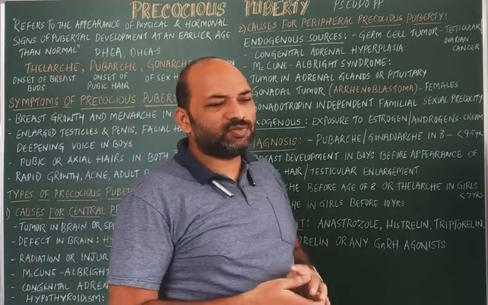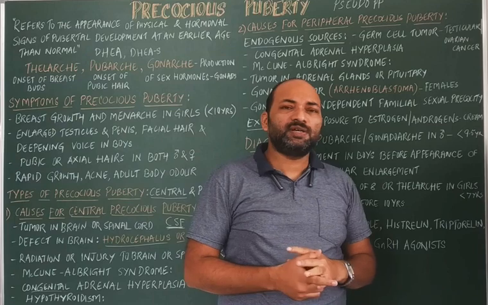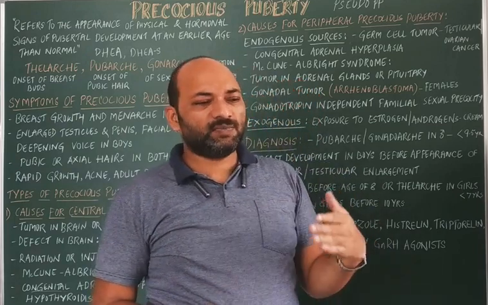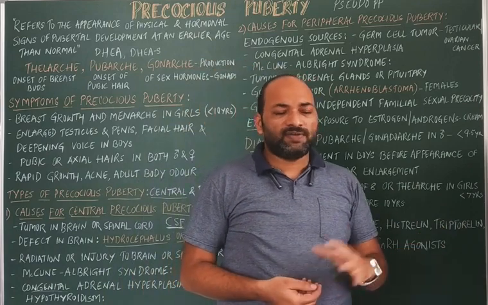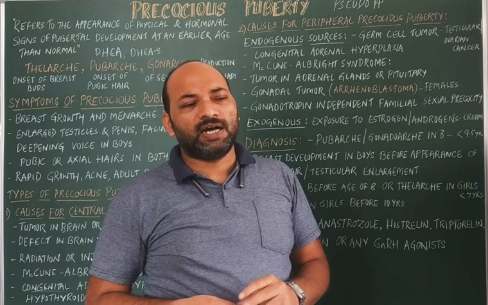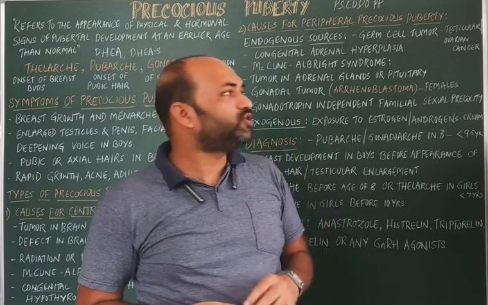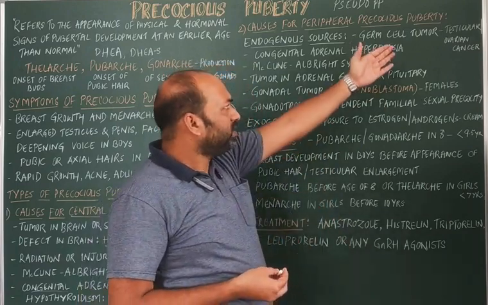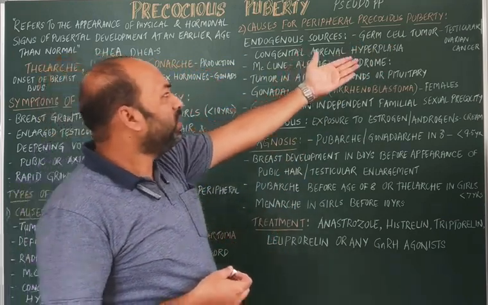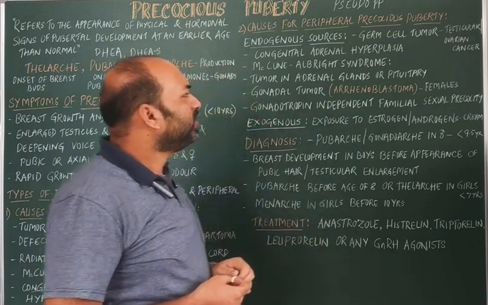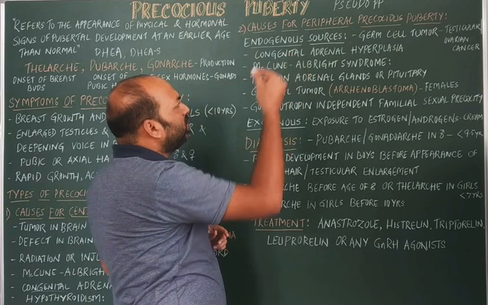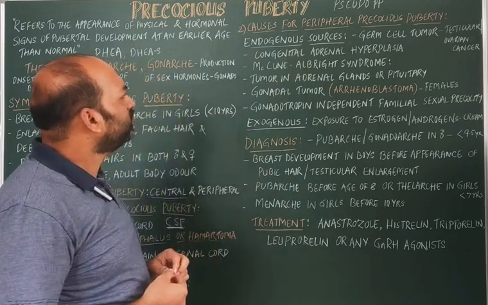So that is exogenous. In case of endogenous sources, the first one is germ cell tumor. A germ cell tumor is where the tumor is associated with the reproductive cells, which are responsible for giving birth to the gametes. So those reproductive cells are affected by the tumor. In males it may possibly be testicular cancer, or in females it may be ovarian cancer. That may be one of the reasons for peripheral precocious puberty.